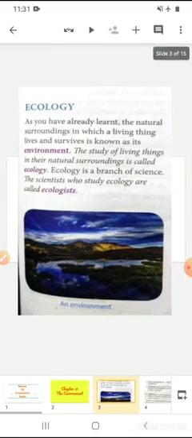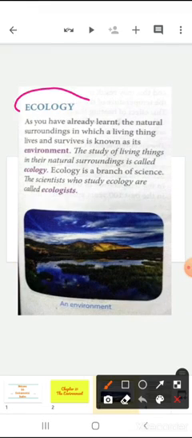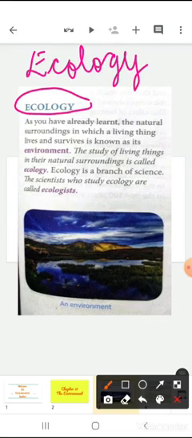Okay, children? Now, ecology. This is a new word for you. Ecology. As you have already learned, we have already discussed the natural surroundings in which living things live and survive. That is called environment. What is environment? The natural surroundings in which a living thing lives and survives is known as its environment. Okay. Now, what is ecology? The study of living things in their natural surroundings is called ecology.